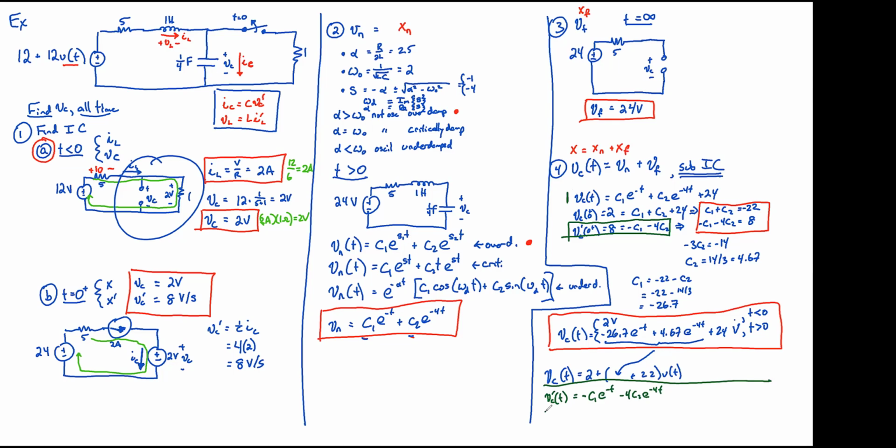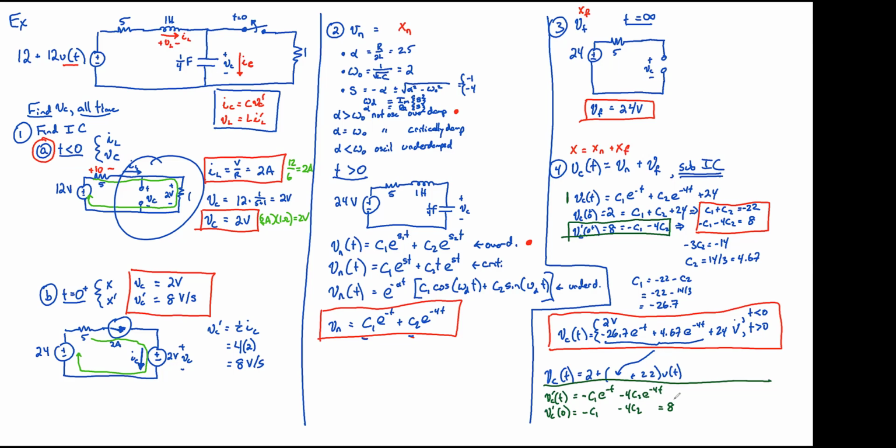And then we evaluate that at t equals 0. And at t equals 0, we get minus c1 minus 4c2. And we set it equal to what our initial conditions were over here, which is equal to 8. And that's how we get our equation.